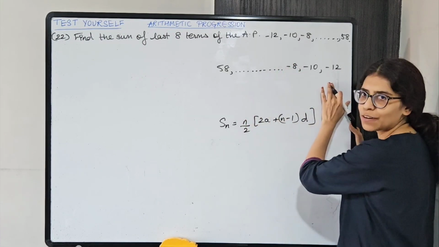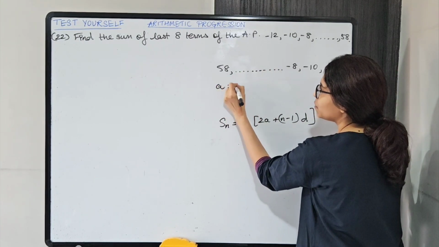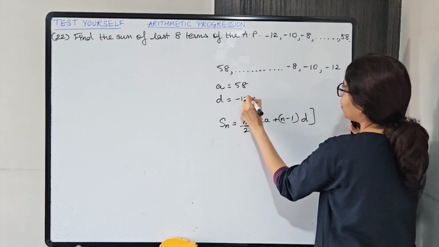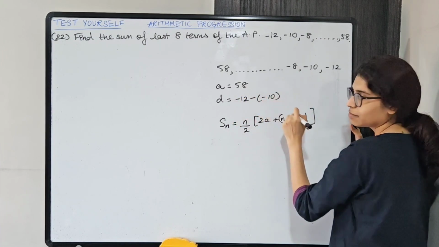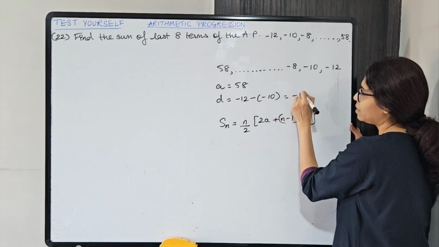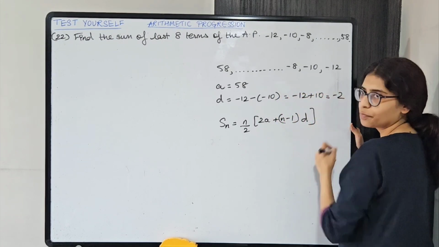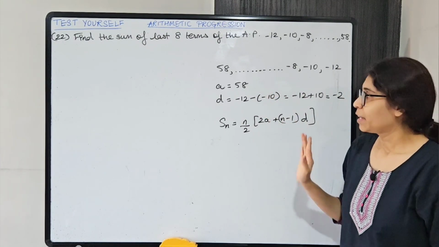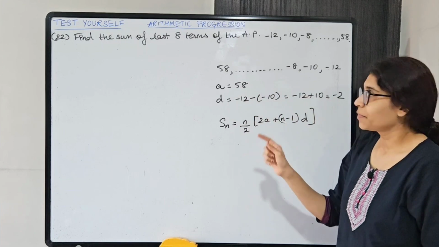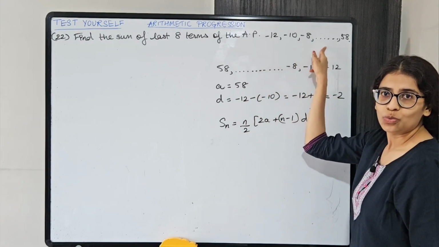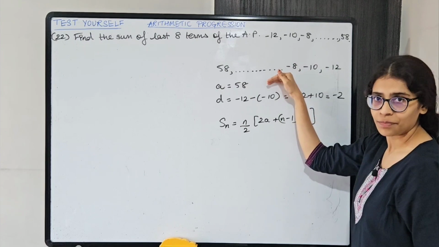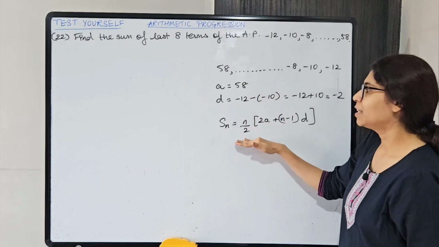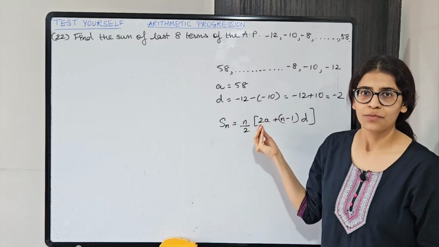तो यहाँ पे A and D find out करेंगे. A will be the first term, that is 58, and D minus 12 minus 10, right? So minus 12 plus 10, which is minus 2. When you reverse the AP, A and D both change. Okay, तो A तो change हो ही रहा है, D भी change होगा. यहाँ पे D will be plus 2 and यहाँ पे minus 2 मिल रहा है. Okay, so once we get the AP, A and D मिल जाएगा, and then we can easily find out the sum of first 8 terms of the AP.